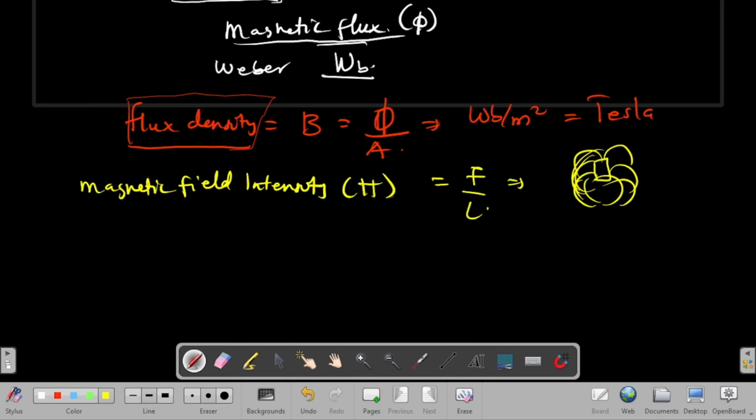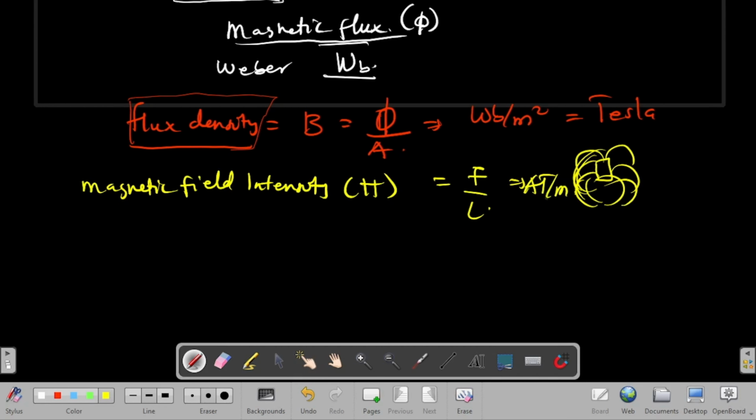The unit is very simple. This is ampere turns, or ampere, right? So the unit becomes ampere turns per meter. As simple as that.